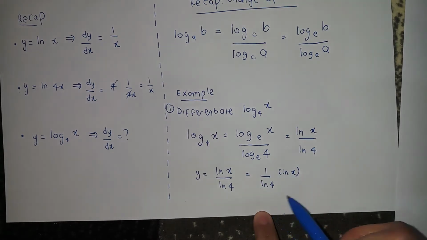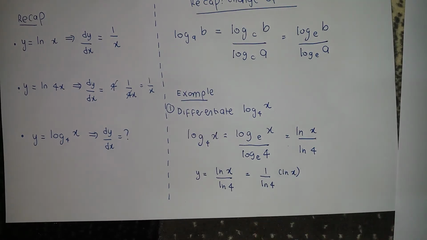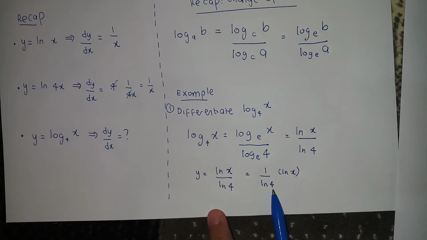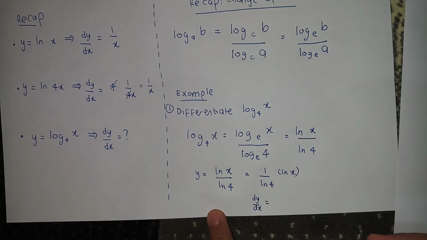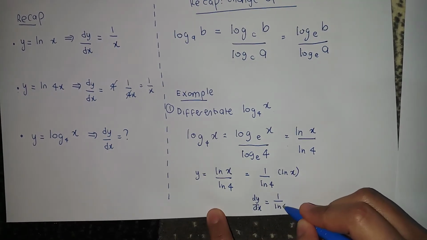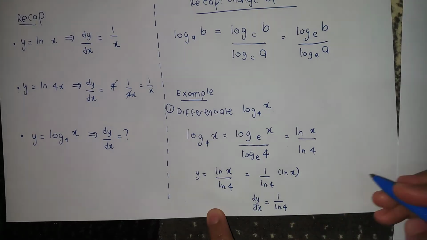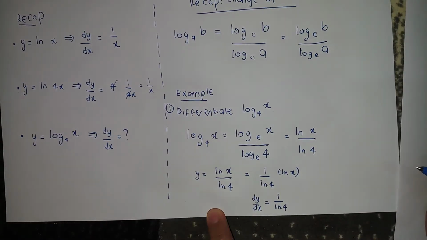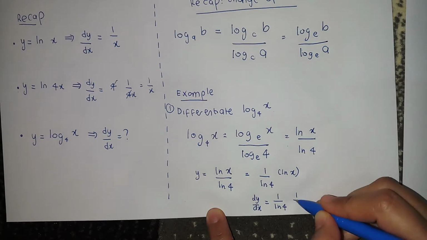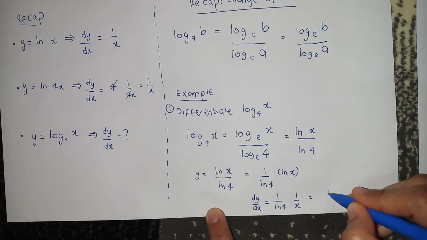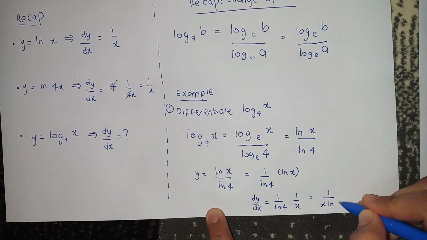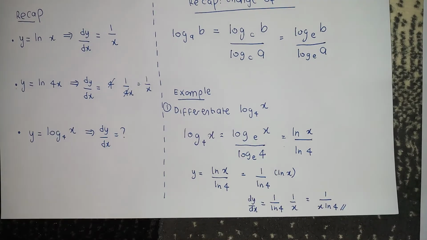We want to differentiate this equation, but this is just a constant, so that one doesn't affect your calculation. You can just simply put in front. So now dy over dx is equal to 1 over ln 4 remaining in front. So how do you differentiate ln x? Differentiating ln x will give you 1 over x. So now your final answer is just 1 over x ln 4. Okay, so that is your answer.